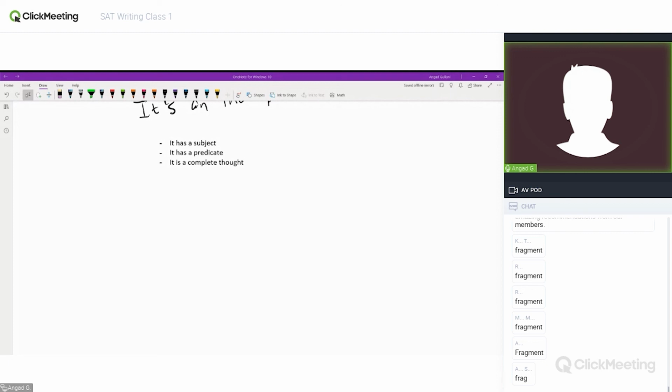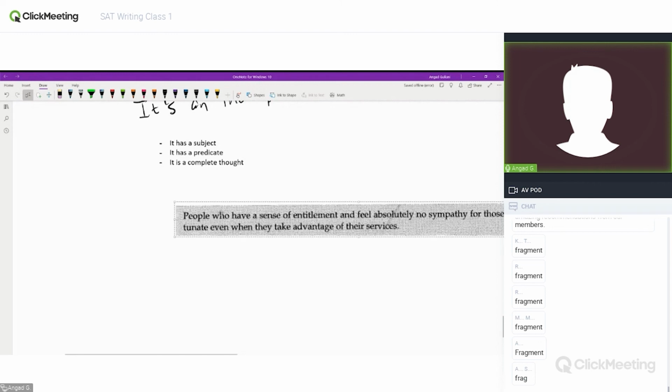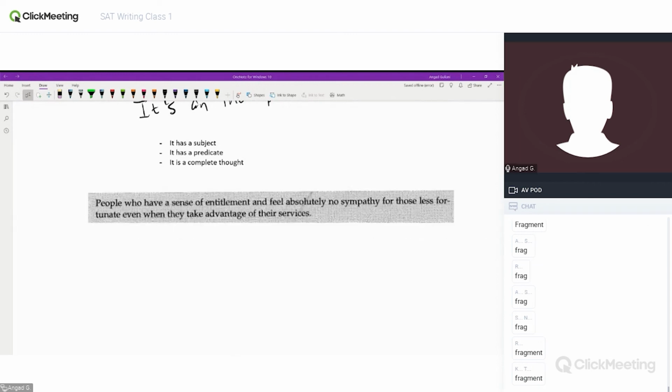So I'm going to give you guys an example real quick. Do you guys think this is a complete sentence or a fragment, right? It is a fragment because it's not a complete thought. They're missing something. And this is a relative clause. People who have a sense of the, right? What can we do to make this a complete sentence? We can add a few words, like just make me sick, right?